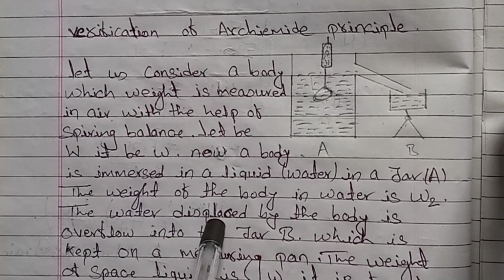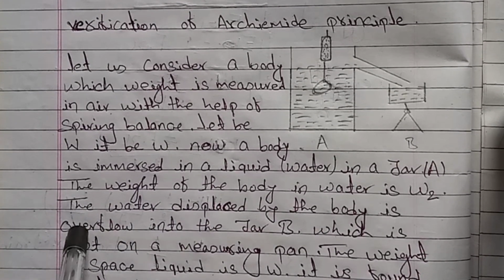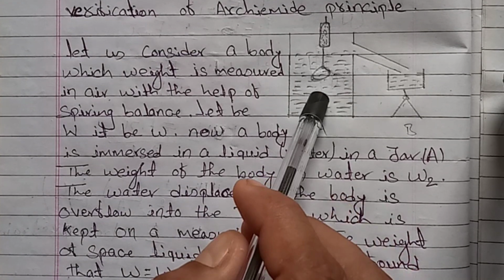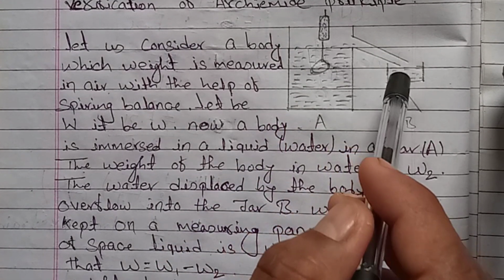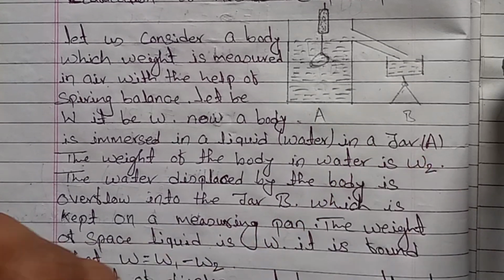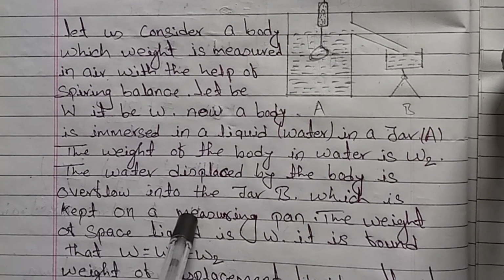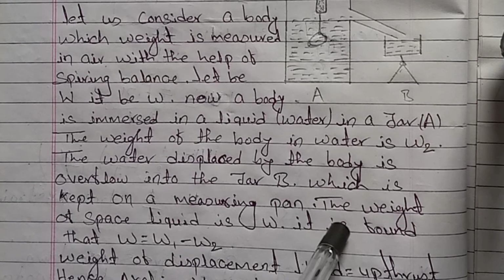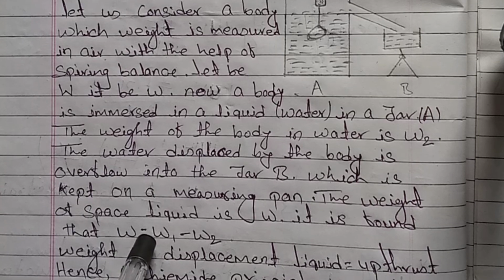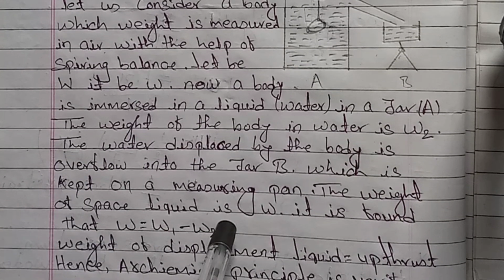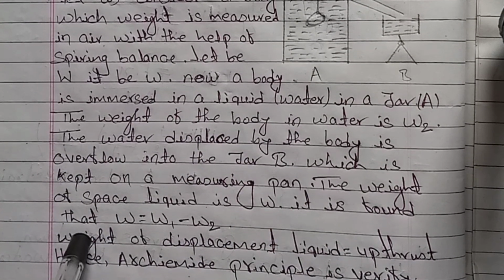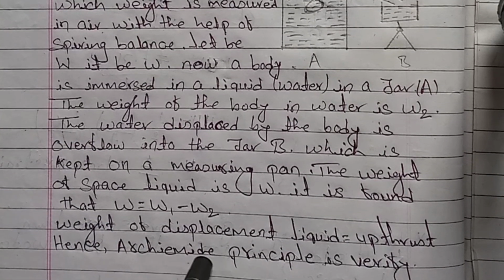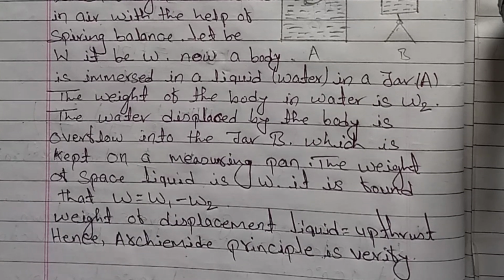The water displaced by the body overflows into jar B. So the water overflows from jar A into jar B, which is kept on a measuring pan. The weight of the displaced liquid is W. It is found that W is equal to W1 minus W2, which is equal to the upthrust. So the weight of the displaced liquid is equal to the upthrust. Hence Archimedes principle is verified.